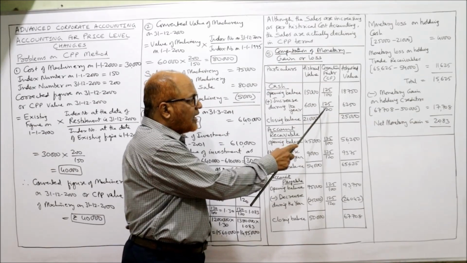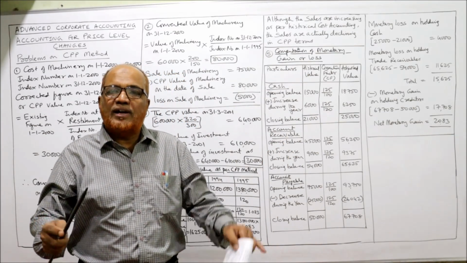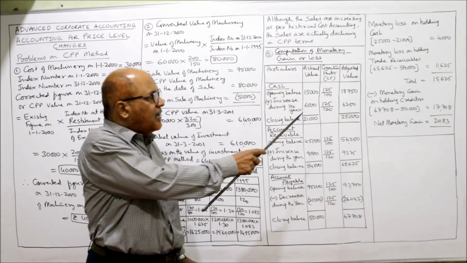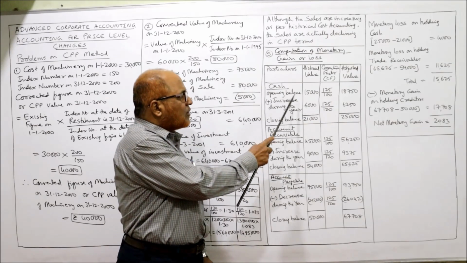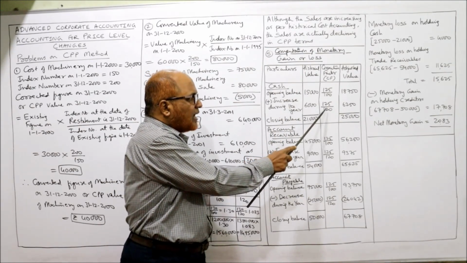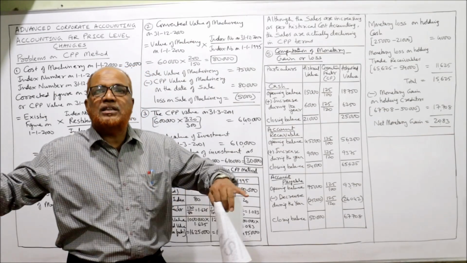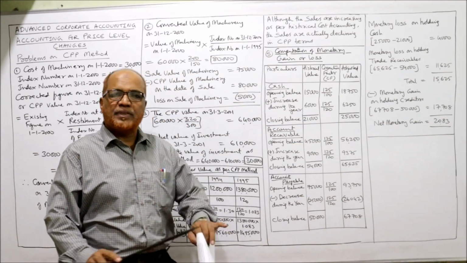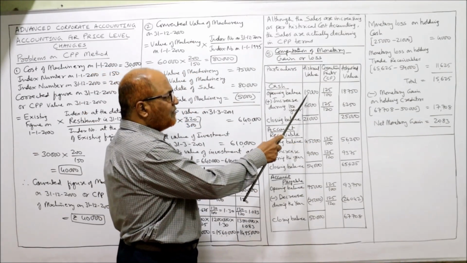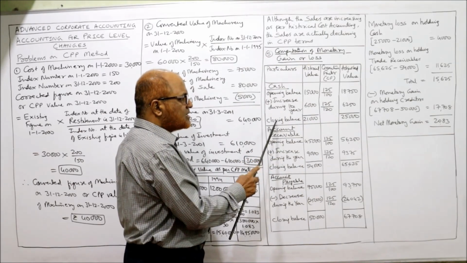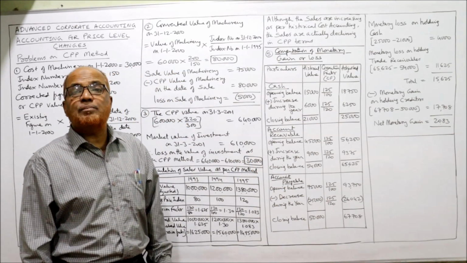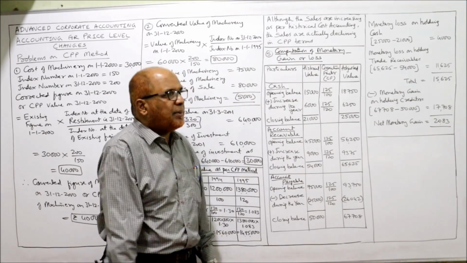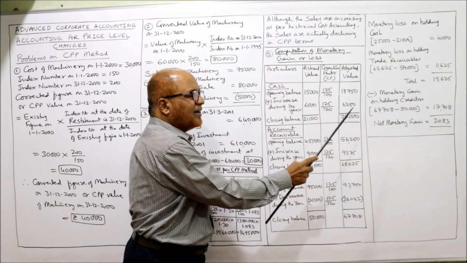So 125 divided by 120. Numerator index will take end of the year, 125. And denominator index is average. Opening stock we have taken 100. Increase during the year we are taking 120 because it is an increase during the year. So 6,000 into 125 by 120 will get 6,250. That's all. Now take the total. 15,000 plus 6,000, 21,000 is the closing balance of cash according to historical method. According to CPP method, 18,750 plus 6,250, 25,000.